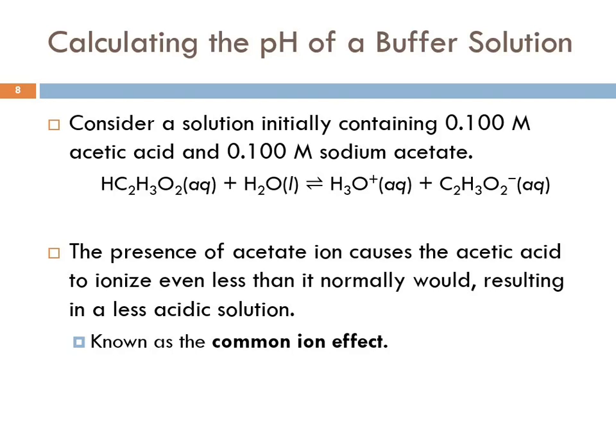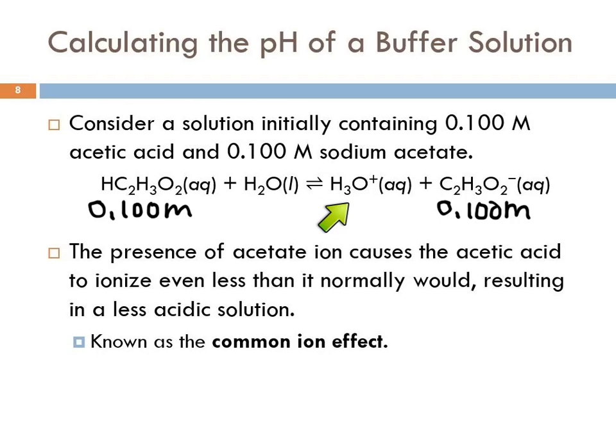Well, how do we calculate the pH of a buffer solution? Well, let's think about a solution initially containing 0.1 molar acetic acid and 0.1 molar sodium acetate. So we put both of them in there. And we could kind of represent that here. So we're starting with 0.100 molar that and 0.100 molar of this guy. What's going to happen? How would we solve something like this?